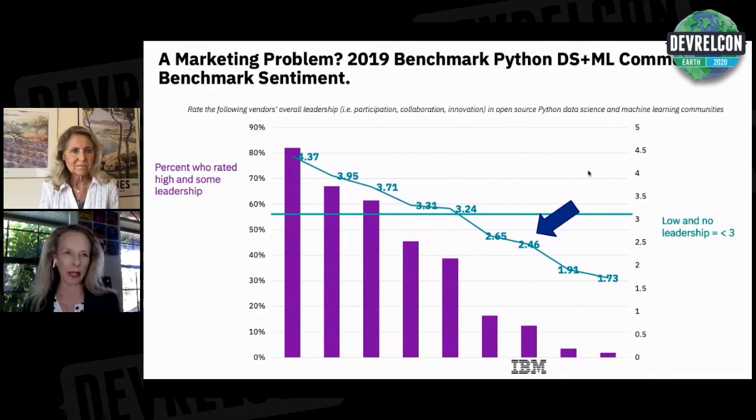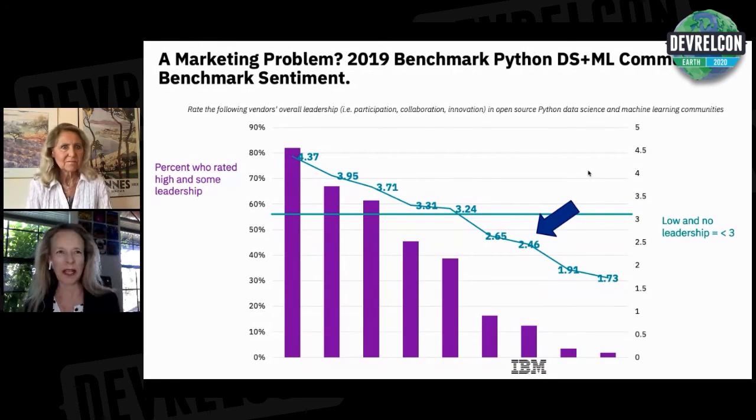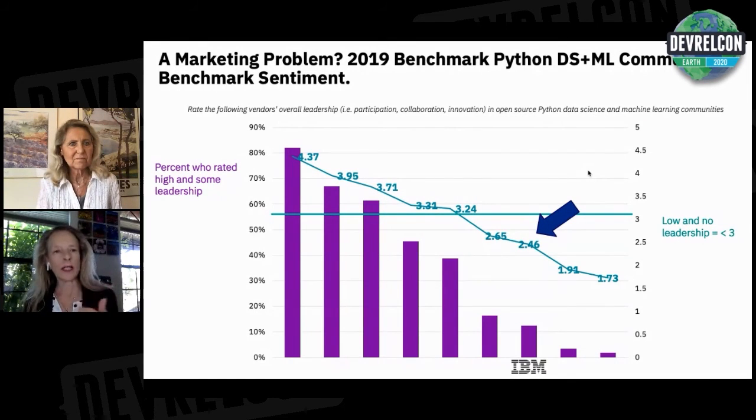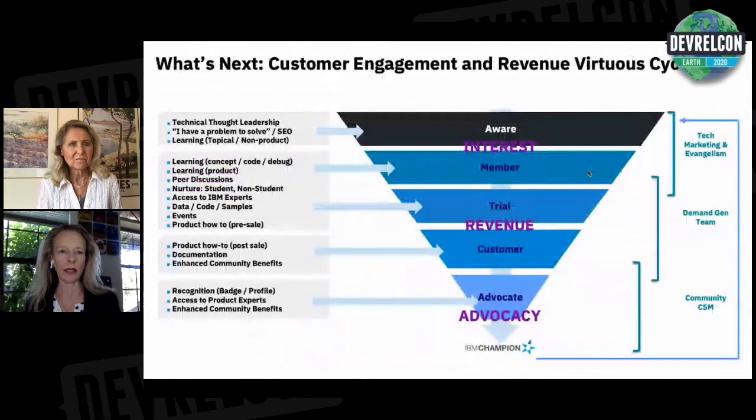But one of the things we also benchmark, since this is a metrics conversation, is the open source community benchmark sentiment on IBM. And I won't show how the other vendors played out, but we could do better. So that's one of the things we're also tracking: what is the perception out there that we are contributing and being part of that community.